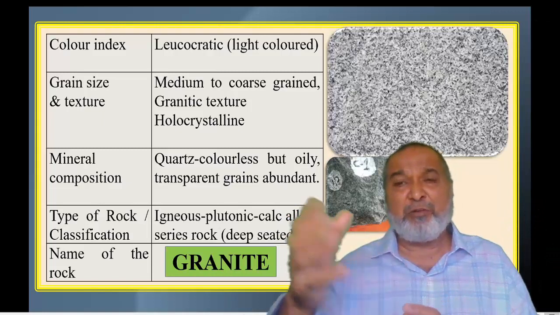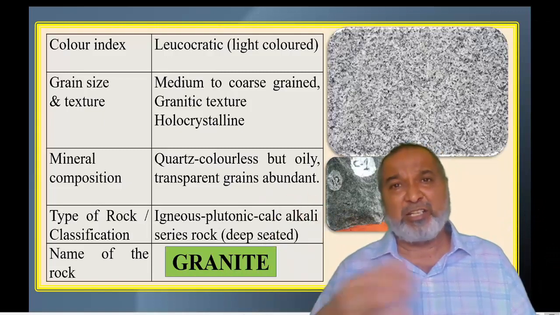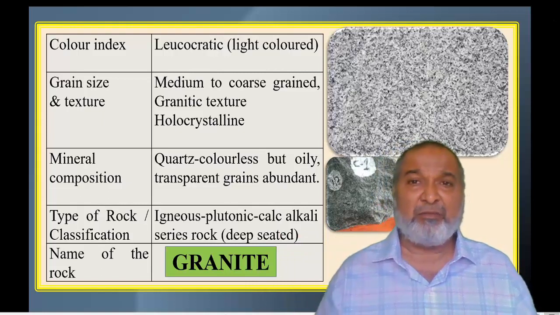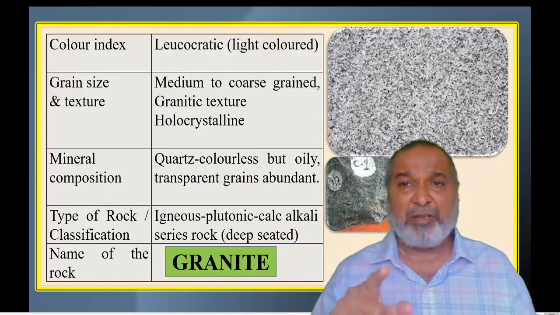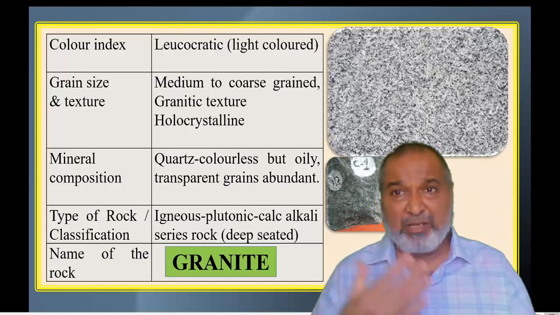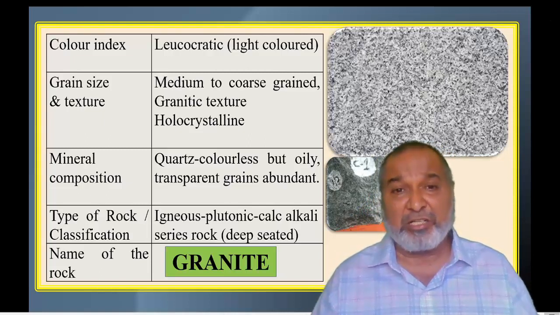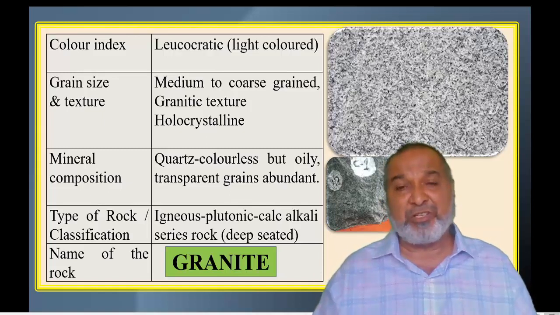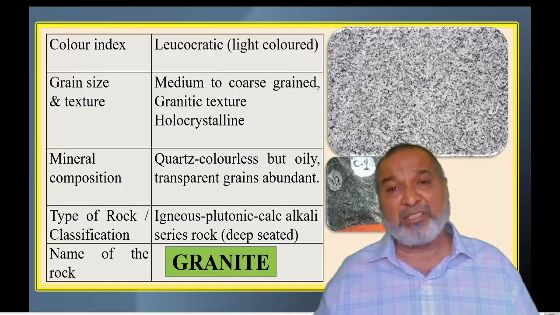So this way we are going to have the textures. But the important ones among the textures are equigranular and inequigranular textures that we are going to see in an igneous rock. Similarly, what is structure? The surface of the rock will show you some features. Then this is called the structures.